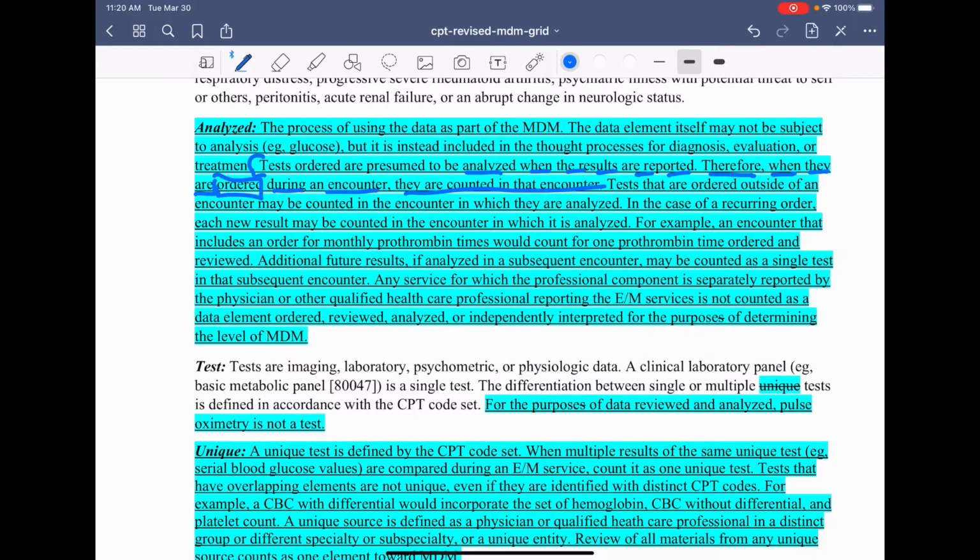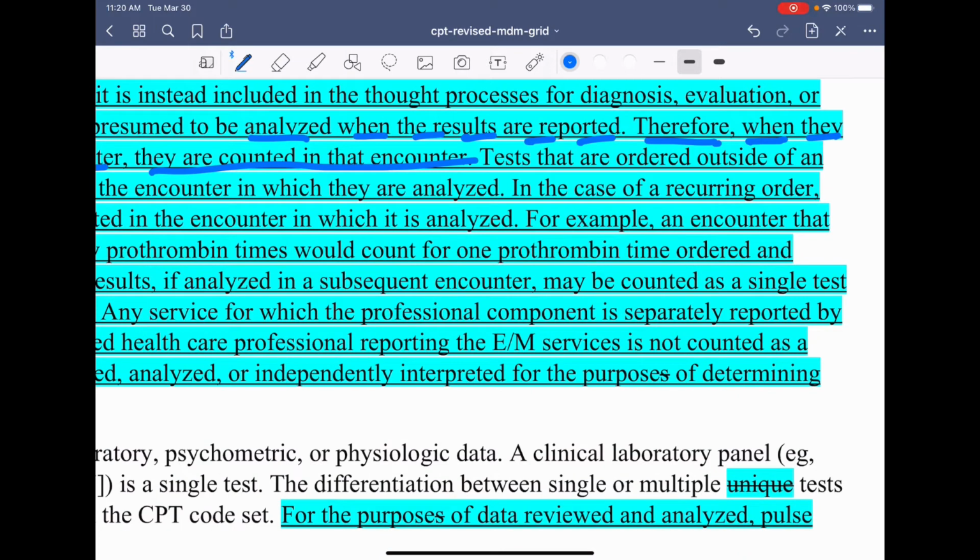So they're counted one time. They're counted when they're ordered at an encounter. But you say to me, but Angie, sometimes labs are ordered or tests are ordered and there's no face-to-face encounter. When they're talking encounters, they're talking about your office visit, your clinic visit. They go on to write the next statement, which clarifies this.